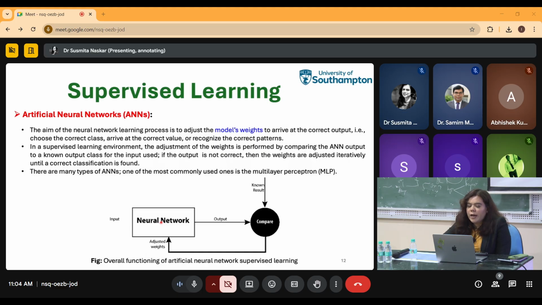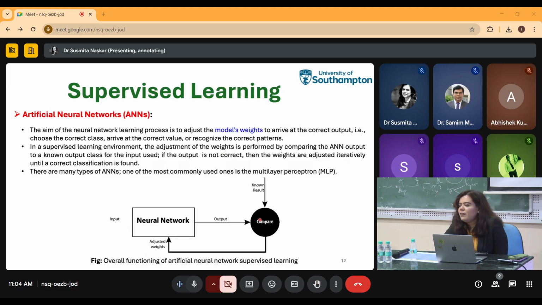Now if you look into the diagram at the bottom, it shows this circle. The input goes into the neural network, then the output is compared to the known result, and the error is used to adjust the weights. And that's how it always works. So basically it's a trial and error process, and this is usually the backbone, or we can also use gradient descent in neural networks. That's how it generally works.